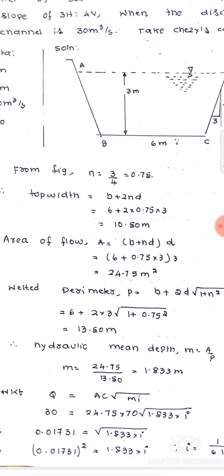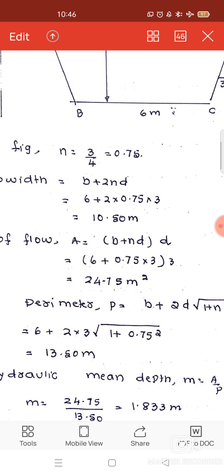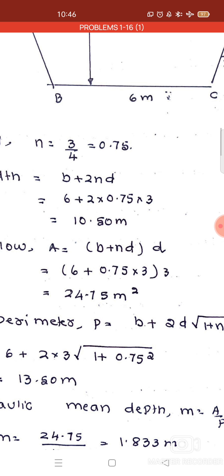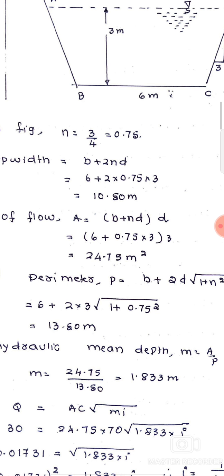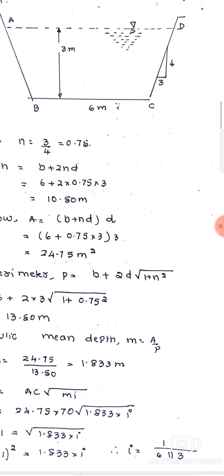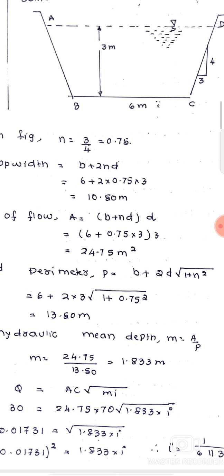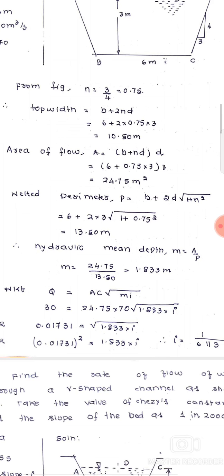Then we have to find the area of flow. To find the area of a trapezoidal channel, we have the formula A = (B + ND) × D. That will be (6 + 0.75 × 3) × 3. Then the area of flow is 24.75 square meters. Then the perimeter is P = B + 2D√(1 + N²). Substituting the values: 6 + 2 × 3 × √(1 + 0.75²). So you'll get the perimeter as 13.50 meters.